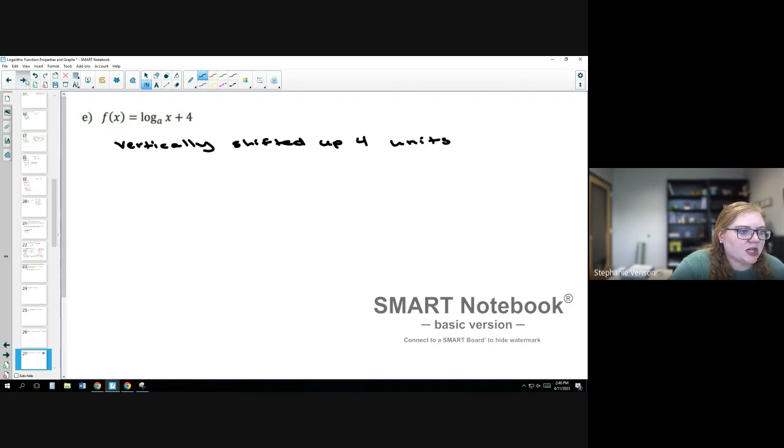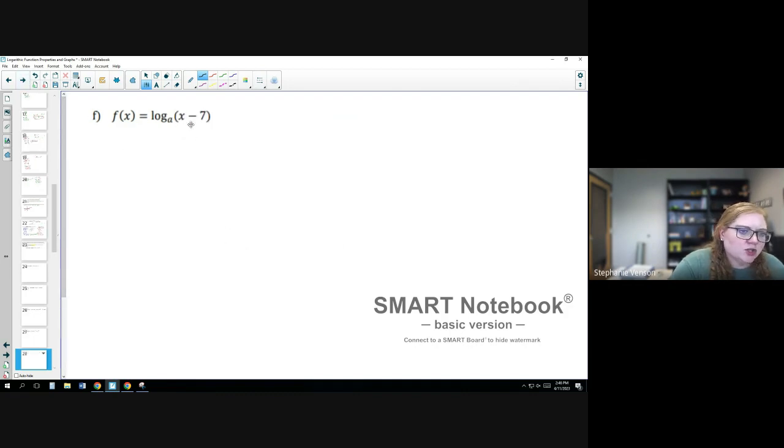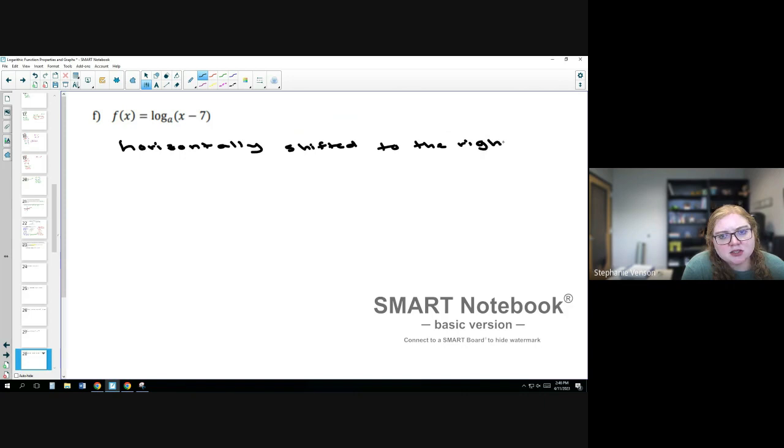All right, let's take a look at another transformation. So this one's back inside of those parentheses, and since it's inside of those parentheses, we know that it's going to be a horizontal shift, either to the left or to the right. But since it's -7, we should say that that's to the right. So this one would have been horizontally shifted to the right 7 units.